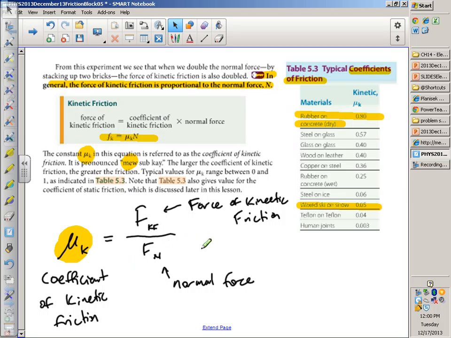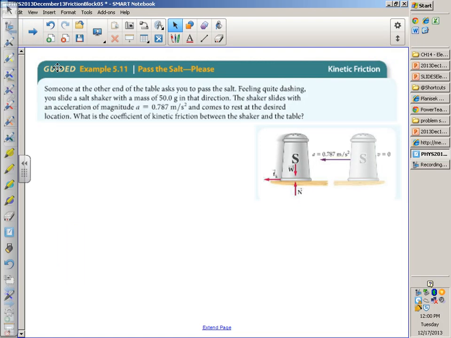All right. On the next page is an example problem that puts together these ideas of kinetic friction and the coefficient of kinetic friction and how it affects a moving object.